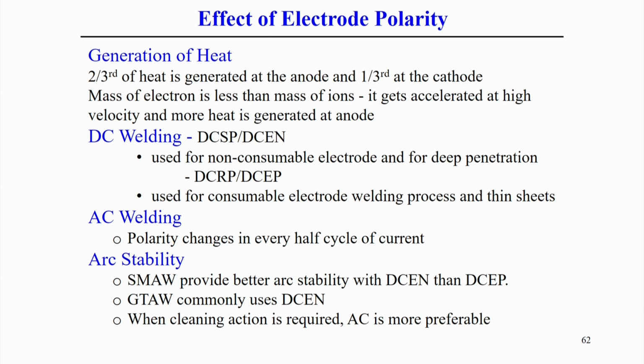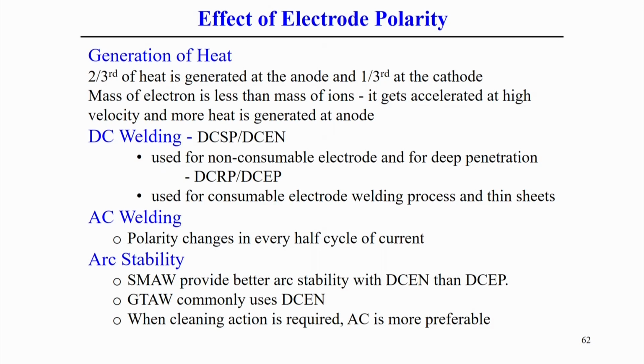That is desirable, because we need the heat generated on the workpiece, and since we are using a non-consumable electrode, the intention is not to melt the electrode. So the heat generated in the electrode should be as minimal as possible. That is the reason for using DC-EN polarity for the non-consumable electrode in welding processes. Since the maximum heat is generated in the workpiece, it also helps create a deep penetration weld.